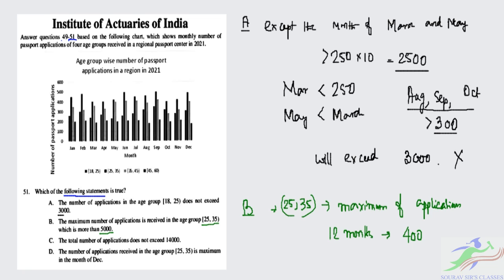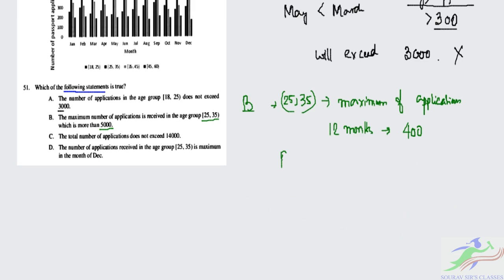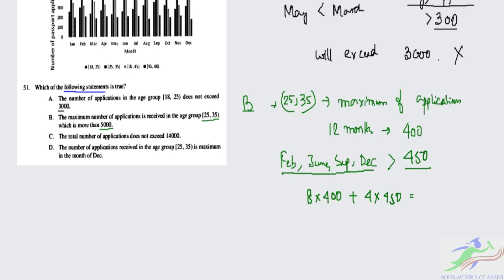Also the number of applications exceeds, you can check with February, June, September and December, it exceeds 450, right? So the total number of applications must be greater than, for these 4 months it is 450, and for the remaining 8 months it is 400, plus this is 4 into 450. This is an approximation, you can find it is always greater than 450. So we have this 3200 plus 1800, which is 5000. So in our case the correct option is option B.